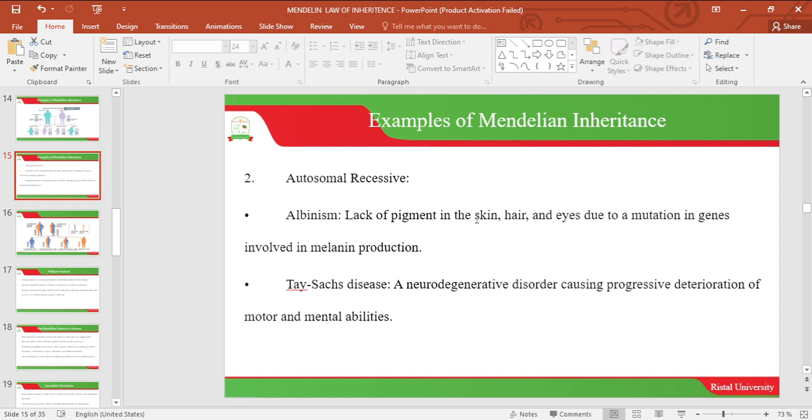Let's look at autosomal recessive. One example of an autosomal recessive disorder is albinism. Albinism refers to a lack of pigment in the skin, hair, and eyes. This is because of a mutation in genes that are involved in melanin production. Then we have Tay-Sachs disease. This is a neurodegenerative disorder causing progressive deterioration of motor and mental abilities.